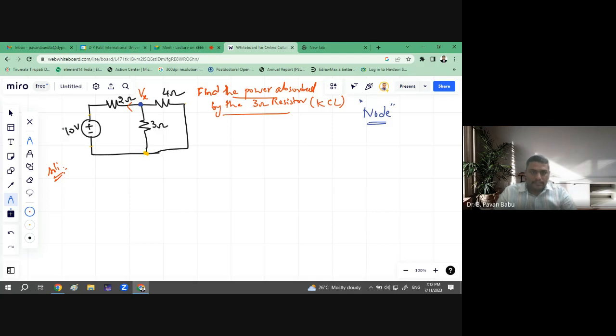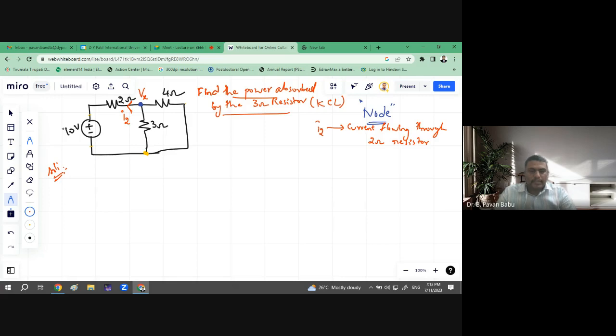Okay, so first thing is, I have identified this as one particular direction of current. Let it be I2. Why I am writing it as I2 is because this is the current flowing through the 2 ohm resistor. I call I2 the current flowing through the 2 ohm resistor.